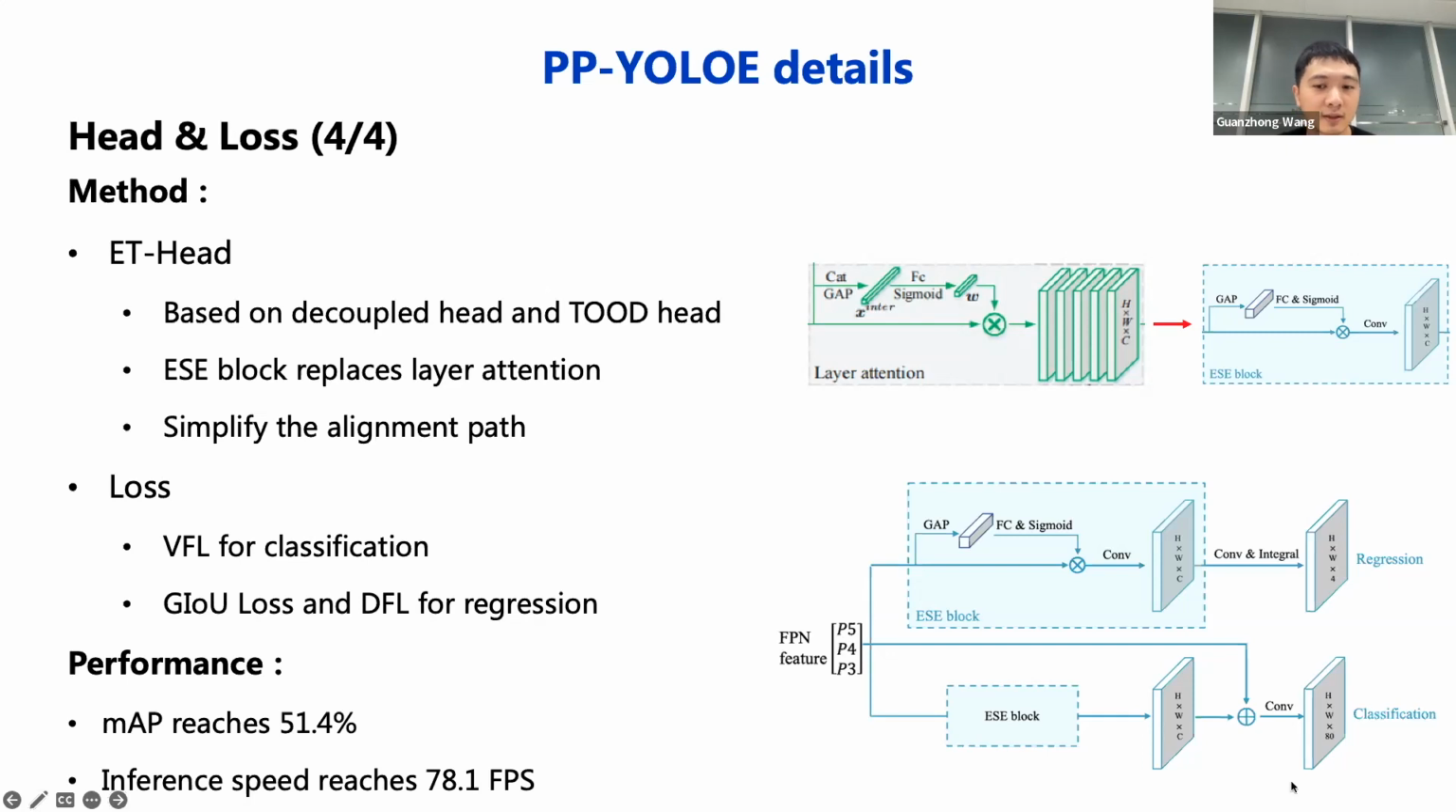And in terms of the loss function, we adopted the varifocal loss for classification and the GFL loss, distribution focal loss, for regression. And finally, the mAP reaches 51.4 and the inference speed reaches 78.1 FPS on a Tesla V100 without TensorRT.